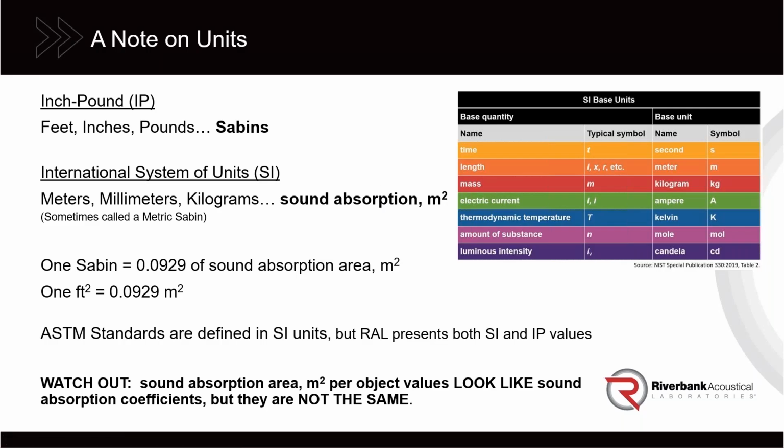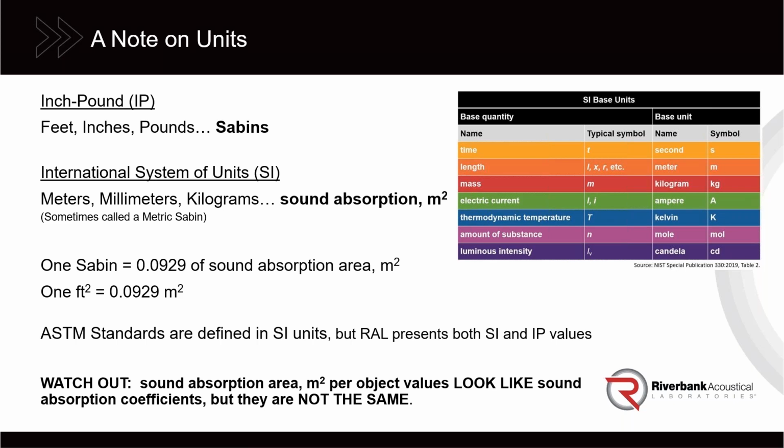So just to start, let's talk a little bit about the units of measurement. The ASTM International Standards are published and defined in the International System of Units, the SI. So you know these as meters, kilometers, and the unit of sound absorption, meters squared. This is also sometimes called a metric Sabin, but for whatever reason, the ASTM E33 committee has used the term sound absorption meters squared to define the unit of sound absorption.